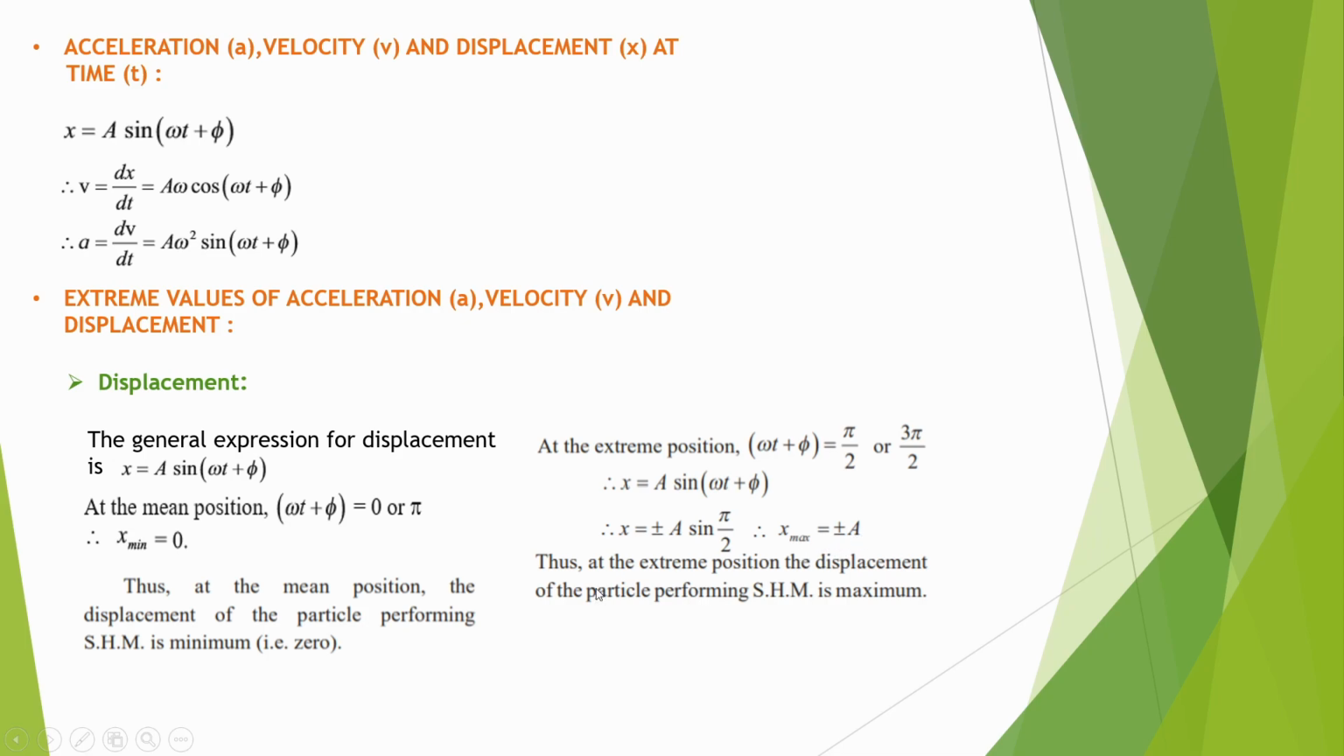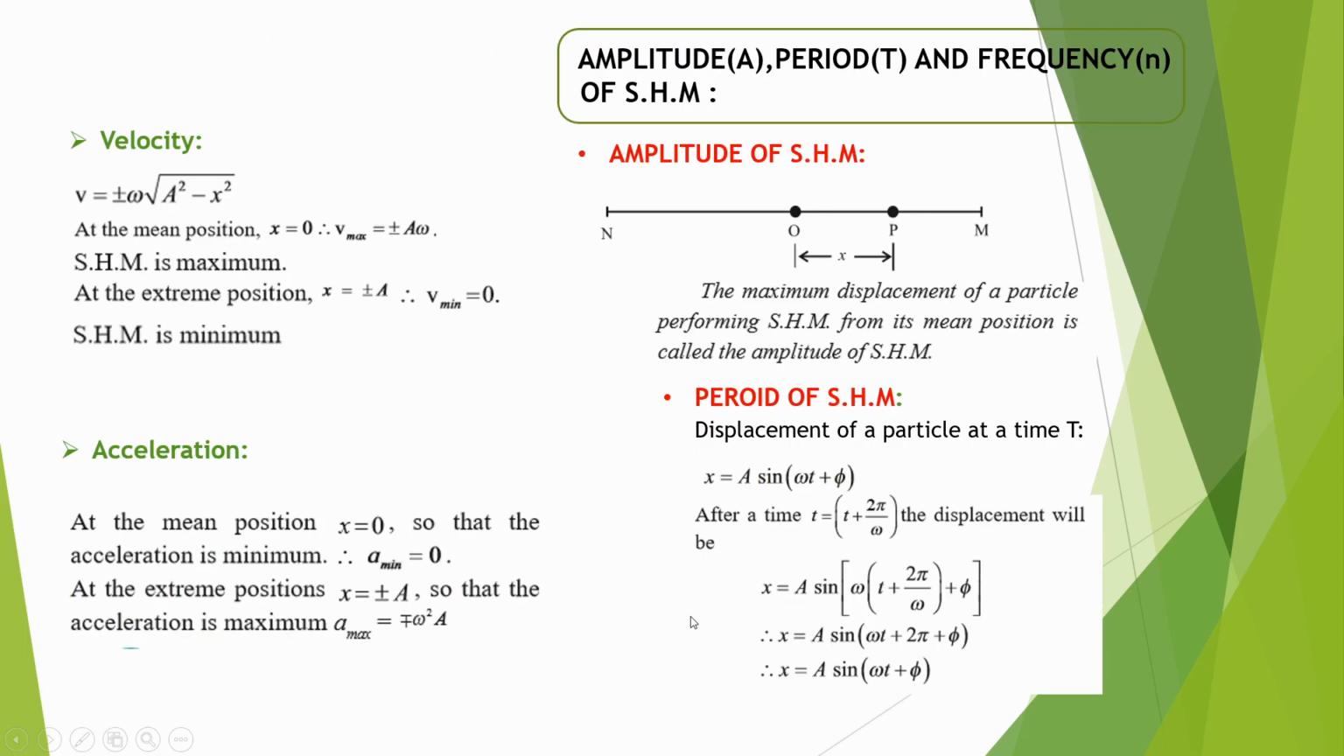Then the next is the velocity. What is the general formula for velocity? The general formula is v = ±ω√(A² − x²). At the mean position, the displacement x is equal to 0. So what is the velocity? The formula gives ±Aω.